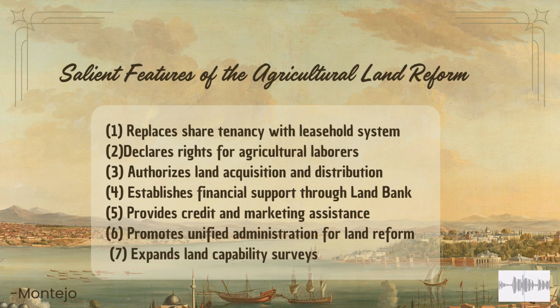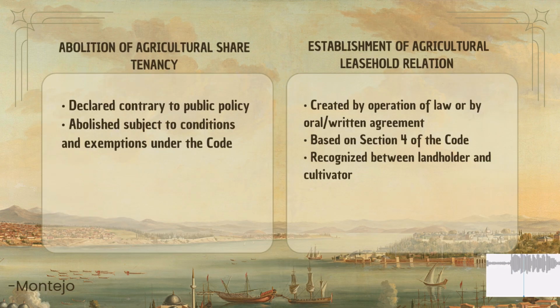The law promoted unified administration of land reform, expanded land services and classifications, and set up a judicial system to handle land issues. Abolition of agricultural shared tenancy. The law declared that the agricultural shared tenancy system was contrary to public policy. This means that it was considered unfair and exploitative, so it was abolished. However, the abolition was done under specific conditions and exemptions provided in the code.